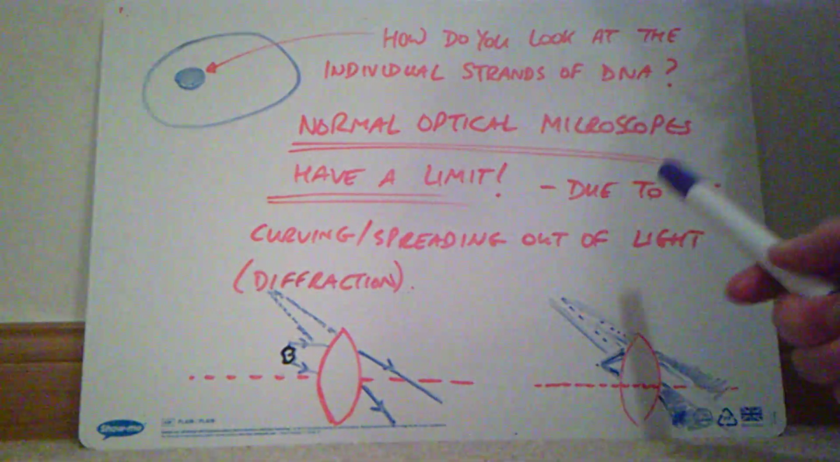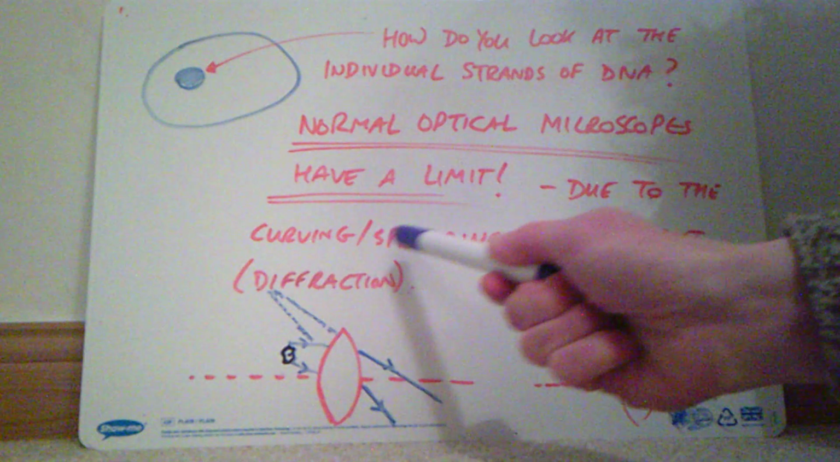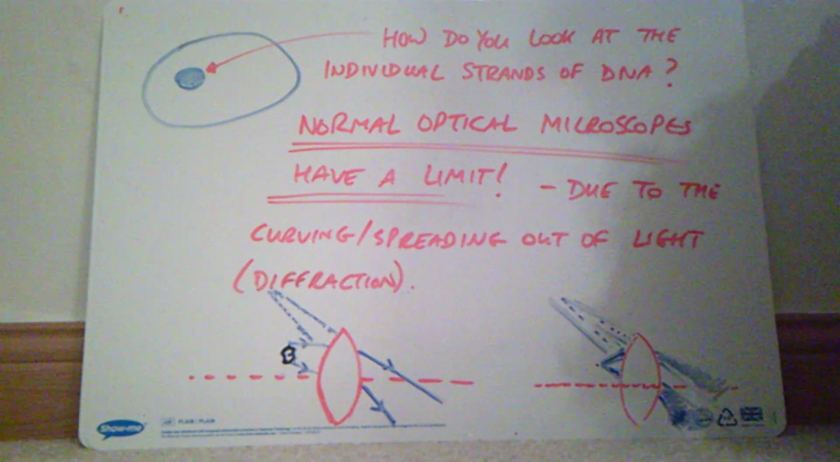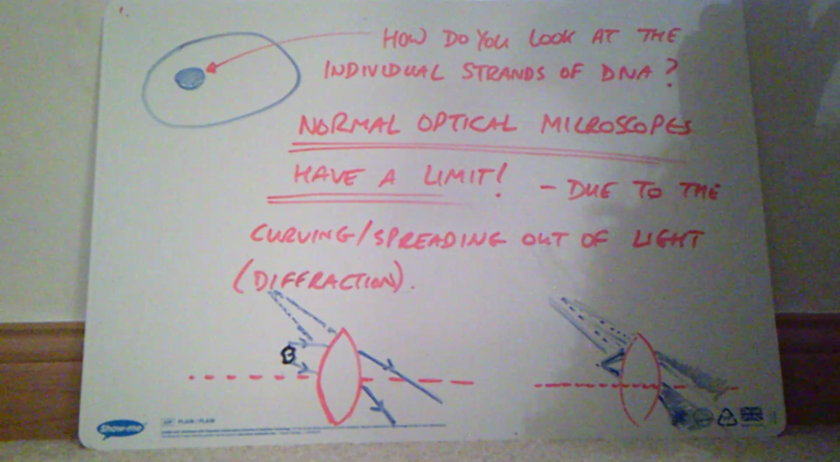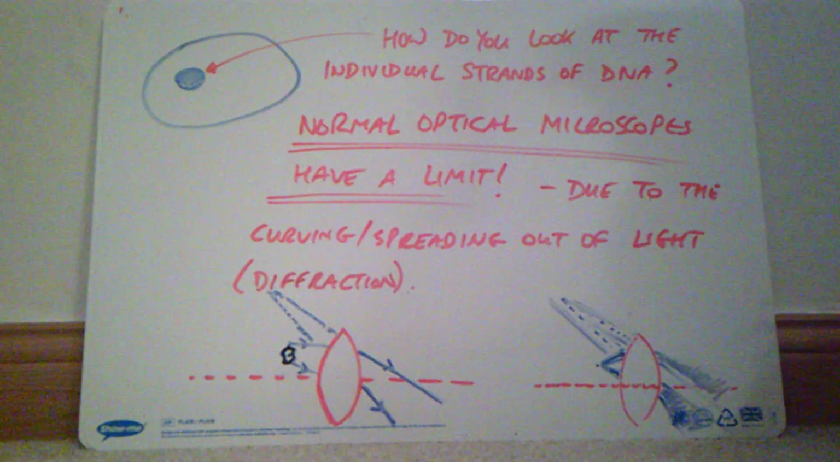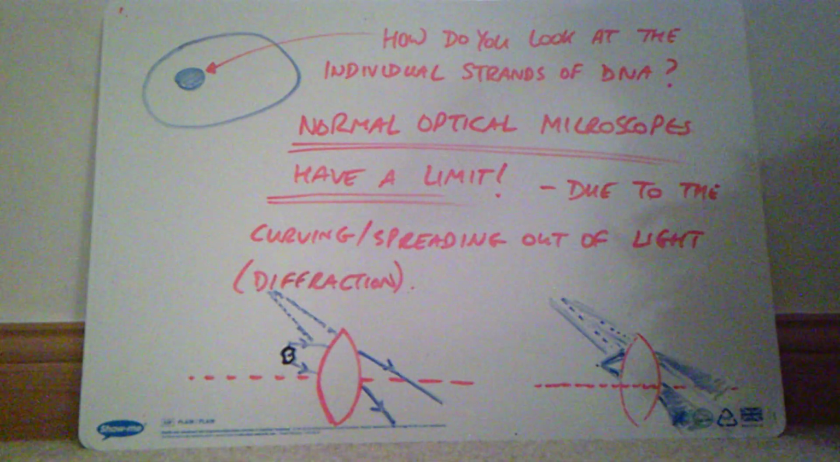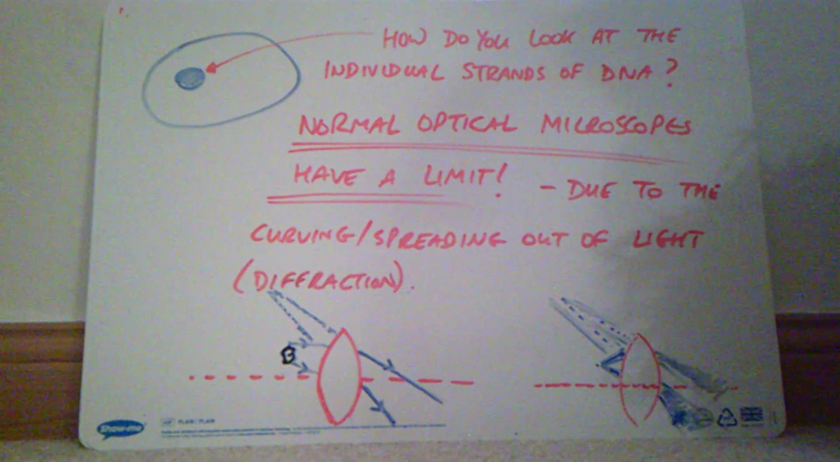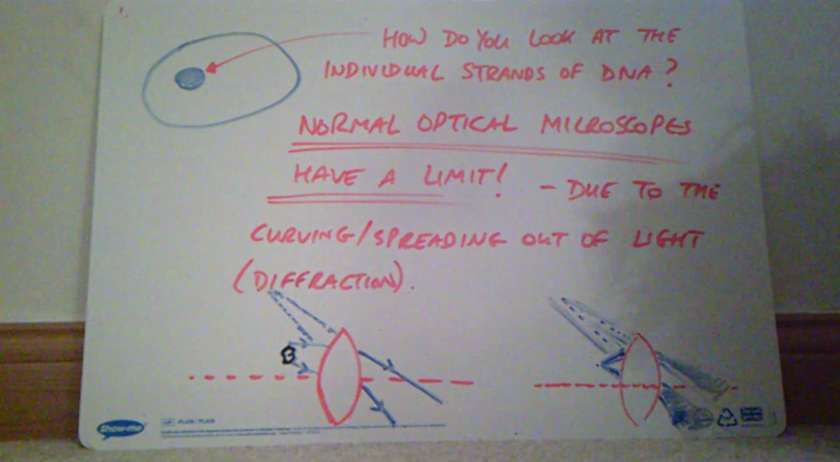There's a limit, and that's due to the curving or spreading out of light waves. Now, we did this in Nat 5. The spreading out of light waves is called diffraction, and it's light waves diffracting which limits the detail that optical microscopes can see.